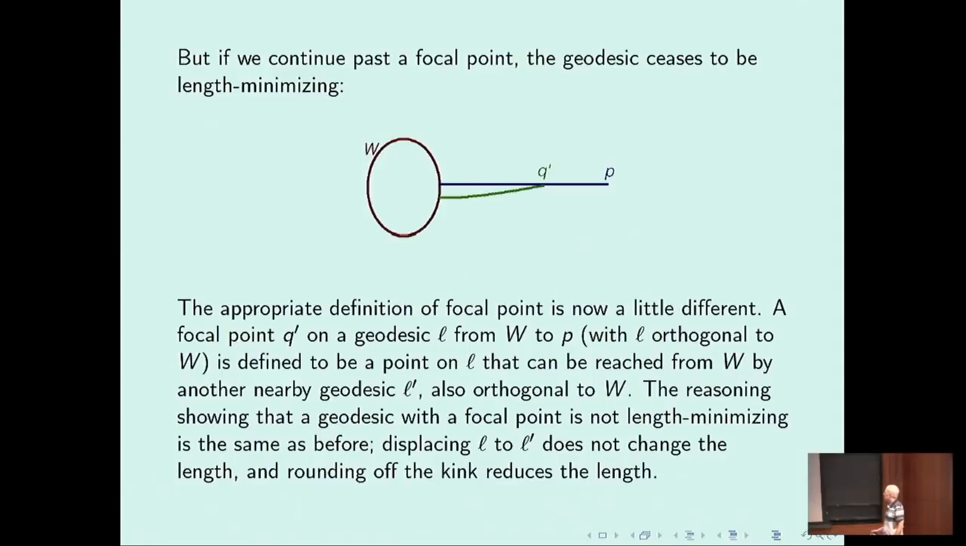So the reasoning showing that a geodesic with a focal point isn't length minimizing is the same as before. Displacing this segment to the green one doesn't change the length, and rounding off the kink reduces the length. So this is your last chance to ask a question about Euclidean signature.